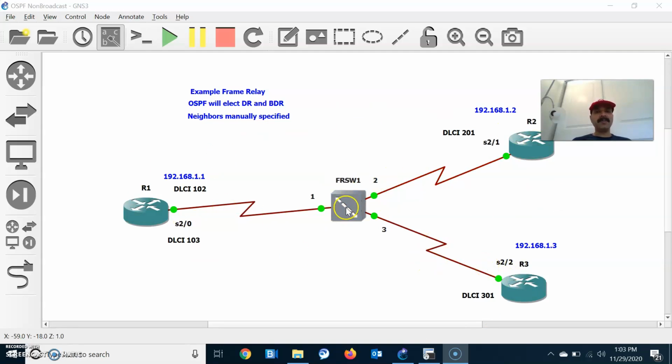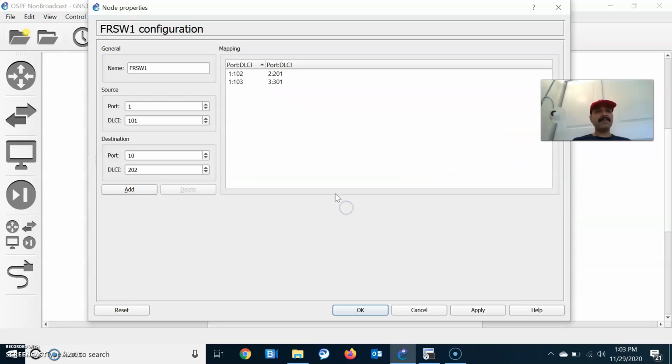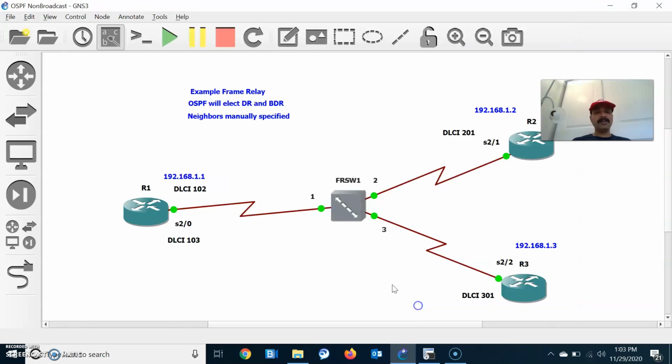I configured the frame relay switch and the PVCs 102, 201, 103 and 301, right? Each and every PVC is a separate virtual circuit. From R1 to R2 I configured 102 and R2 to R1 201. Similarly, R1 to R3 is 103 and R3 to R1 is 301.